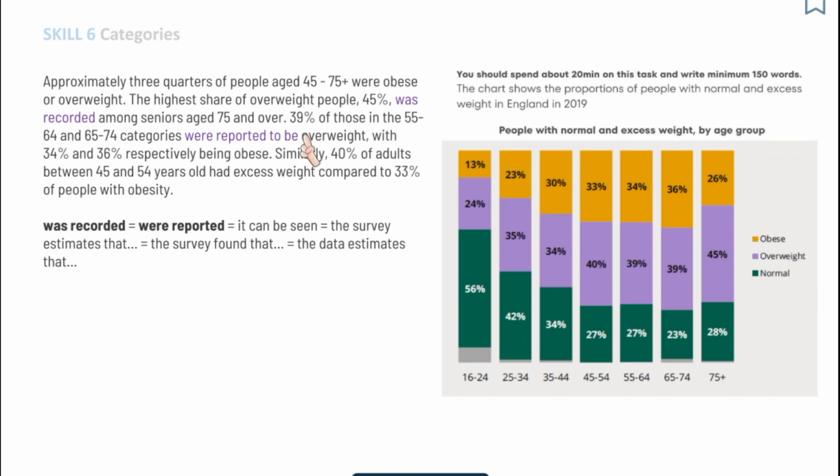Apart from these phrases, we can also use these phrases like here. It can be seen, or the survey estimates that, the survey found that, and the data estimates that. So these are some transitional phrases, and if you need them in your report, go ahead and use them.